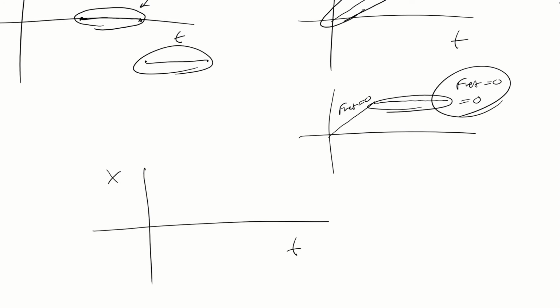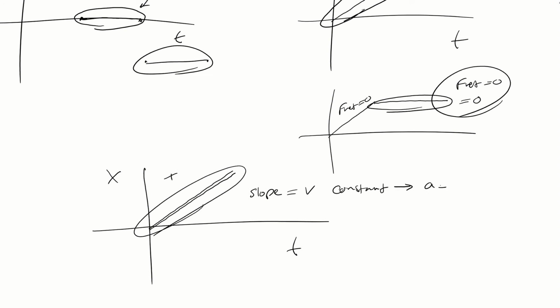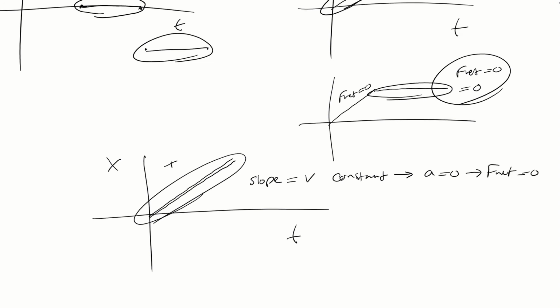What if I give you a position versus time graph that's doing something like this? Well, the slope of a position versus time graph does not equal the acceleration, it equals the velocity. And if the slope is constant, so even though it is positive, it is a straight line, and therefore the slope is not changing. And since the slope is not changing, that means the velocity is constant. And if the velocity is constant, that means the acceleration is 0. And if the acceleration is 0, that means the net force is 0.